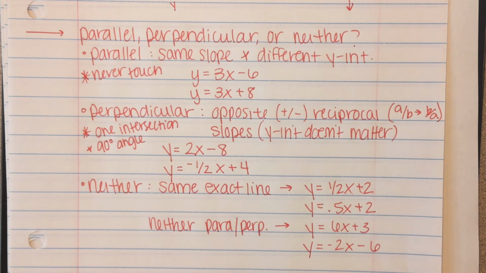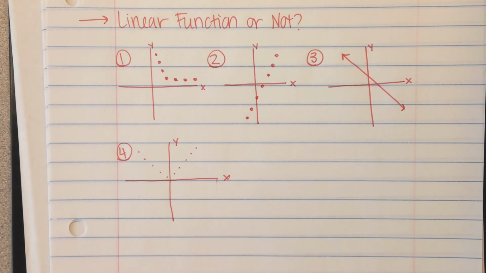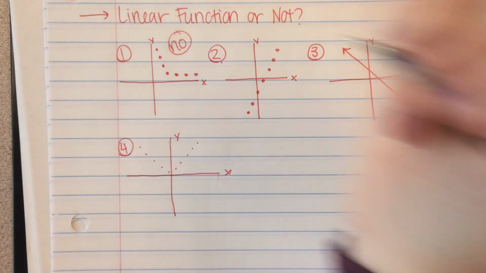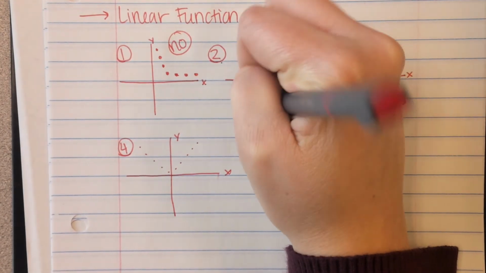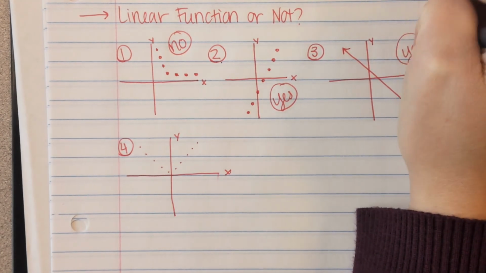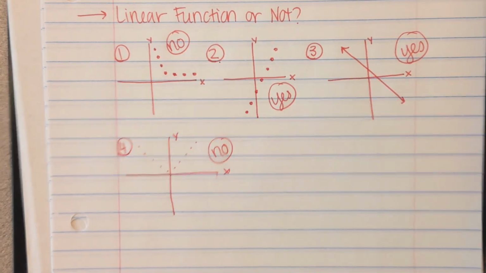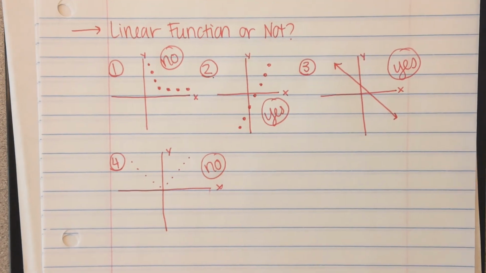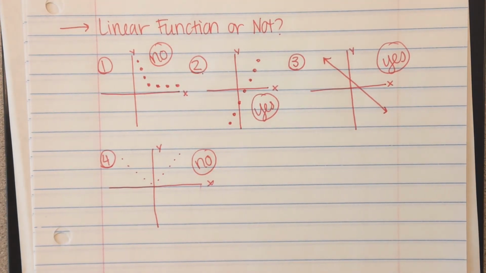Now in your Math Excel work, you are going to have to decide whether lines are parallel, perpendicular, or neither. So make sure you know the criteria for each one. Next, you're going to have to decide if a function is linear or not. That means, is it a straight line, yes or no? So if we look at number 1, is that a straight line? No. Number 2, yes. Number 3, yes. And number 4, no. So those are pretty self-explanatory. You probably could have done those without me giving you any help there. But linear function means it's a straight line. And for it to be a function, remember, a vertical line can only hit the graph once. If it hits multiple times, it is not a function.